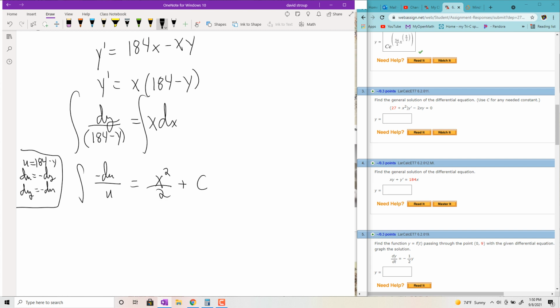Then you can integrate this guy. You can factor out the negative, and you just end up with negative ln absolute value of u. Let's go ahead and back sub. That would be 184 minus y. On the right-hand side, x squared over 2 plus c.